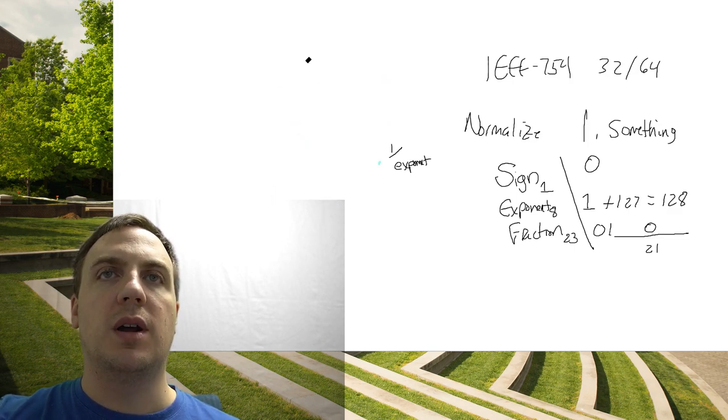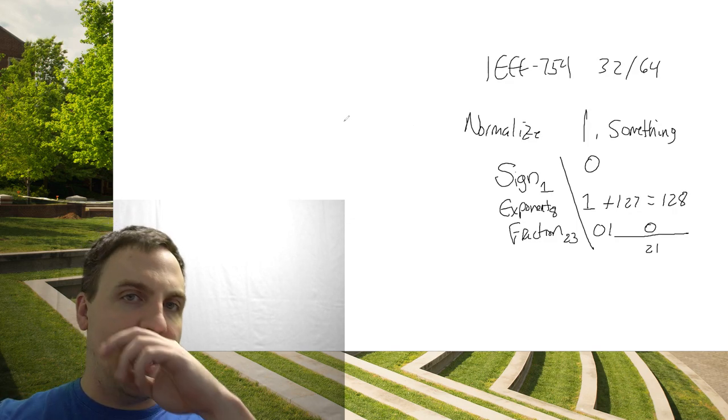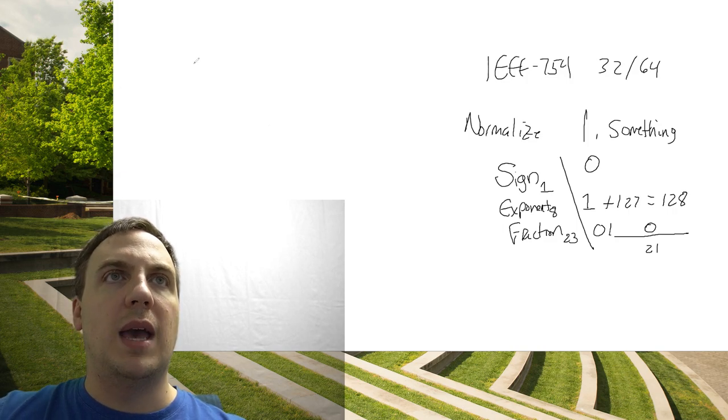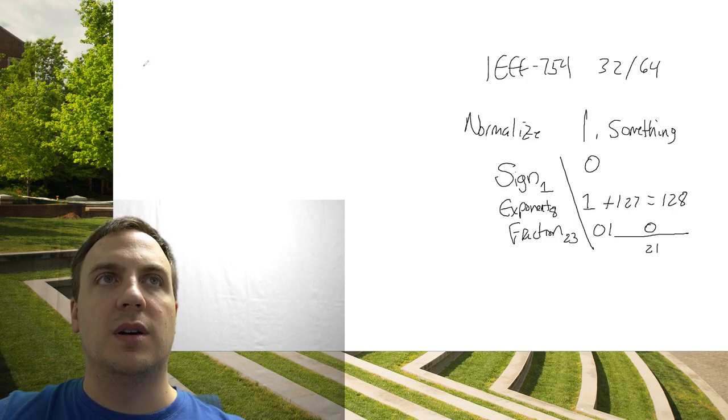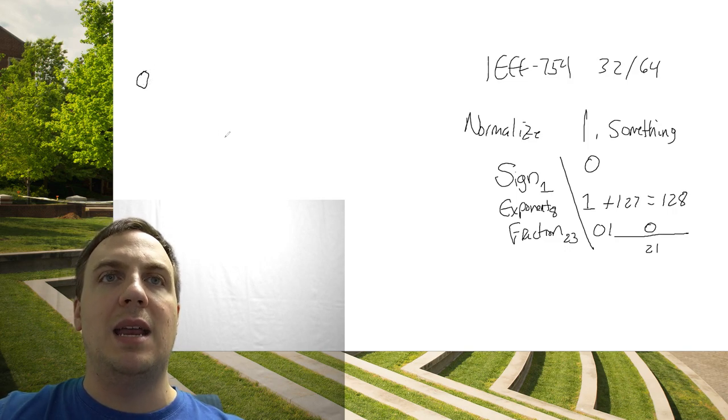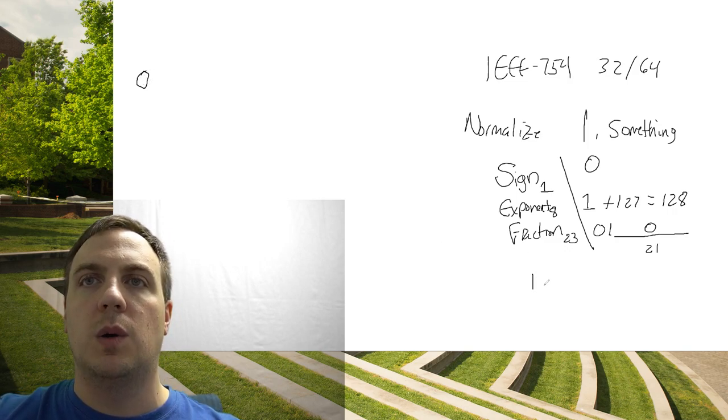So now we have all of our components. We've normalized it, we biased the exponent, and we checked the sign. Now remember, we have a 1-bit sign, and that comes first. So I'm going to write the 0 right over here. That's our sign. Then comes an 8-bit exponent. So let's take a look at 128.